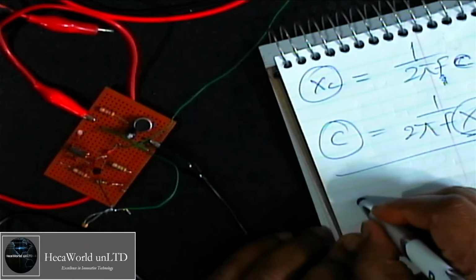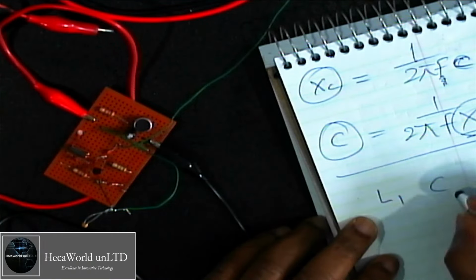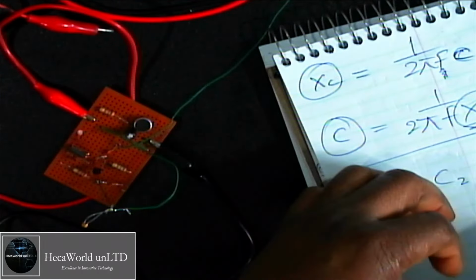Now for L1 and C2, how do you calculate that?